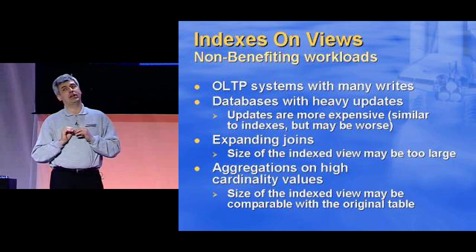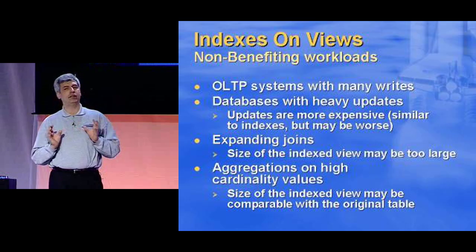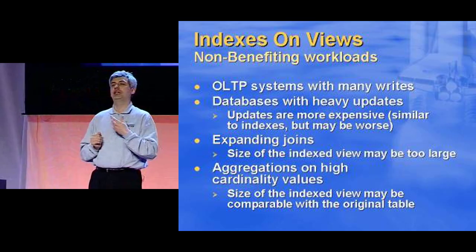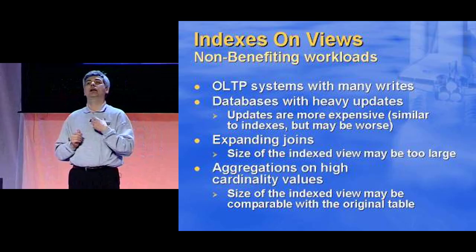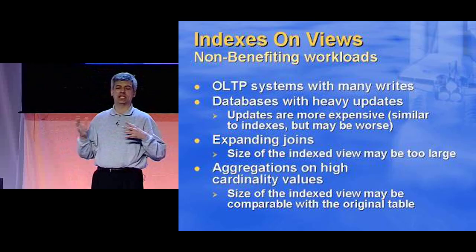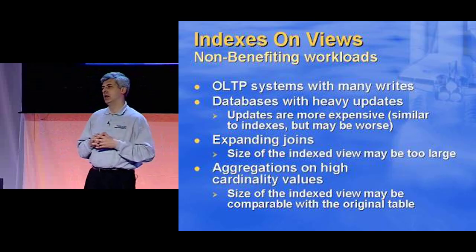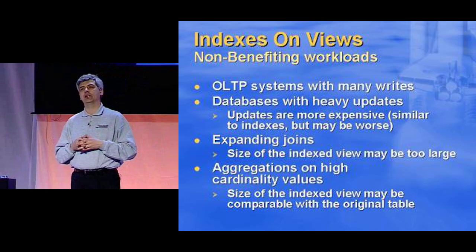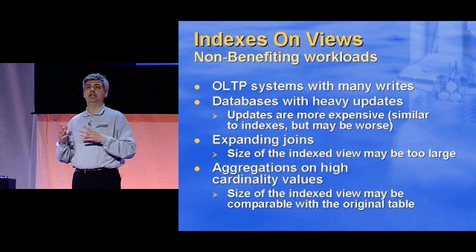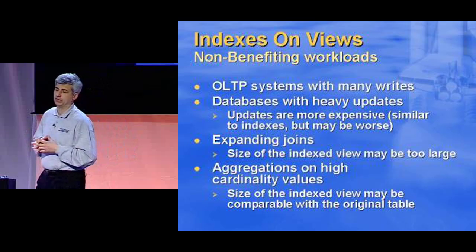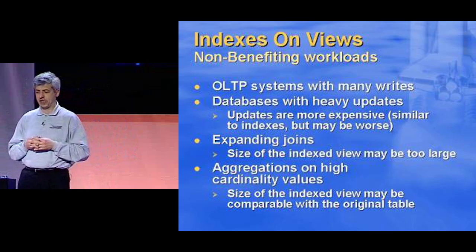Then I can have aggregations on high cardinality values. What does it mean? In the extreme case, if I have a unique column in a table, and I aggregate on that column, my result will be exactly the same size as the original table. So if you are aggregating on a combination of columns and the combination is unique or close to unique, then the view will be almost as big as the original table.